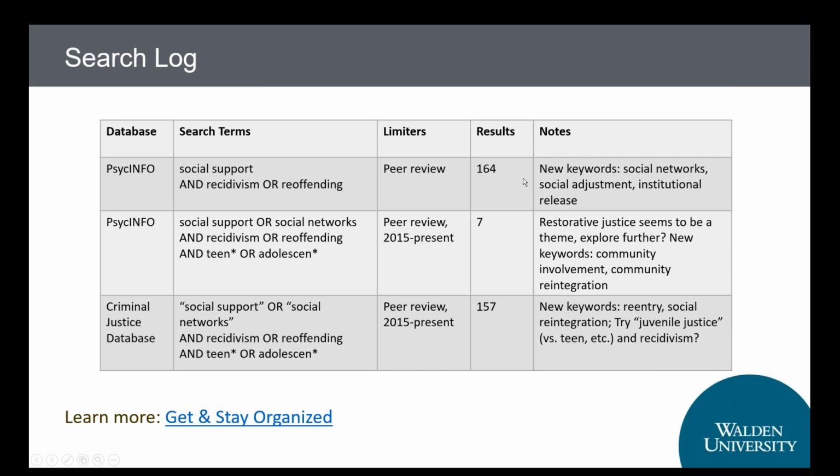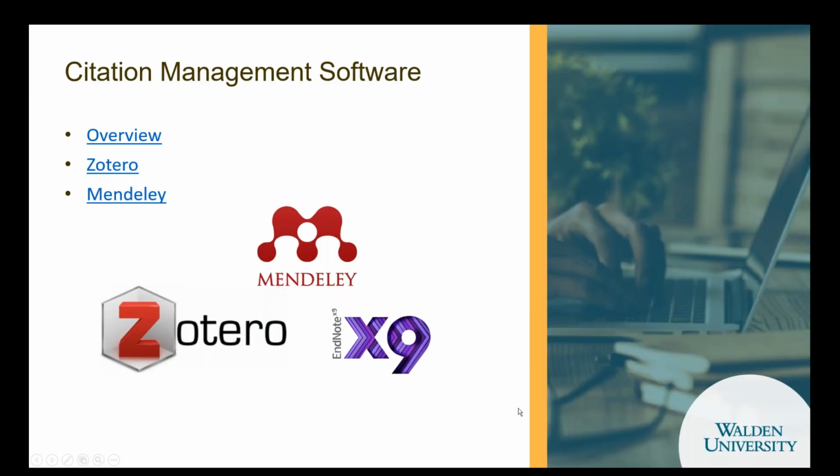Now, some of the observations that they made was that they found new keywords they didn't think to search: social network, social adjustment, institutional release, all concepts that they found in the database PsycInfo. So this is great, again, to keep track of what you searched and where you searched and what gave you the best results. So at a minimum, a search log is really essential. Now for capstone and dissertation students, particularly for dissertation students, we're going to talk here in a minute about how you can then further use the search log.